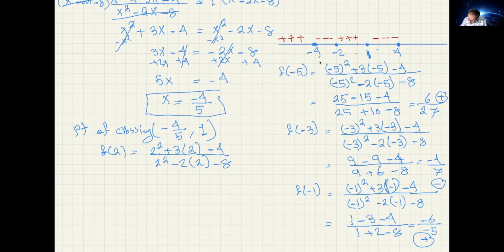And for the last one, for 4 and up, I'll take f of 5. And if you compute it, you would get a positive. This negative and this positive. I'm just going for the time being to be short, but you know how to do that. So here it would be positive.